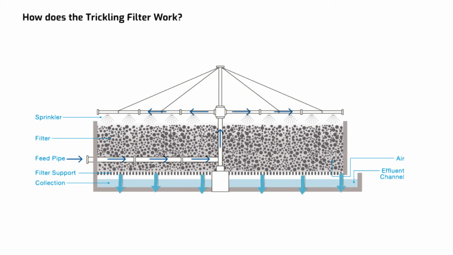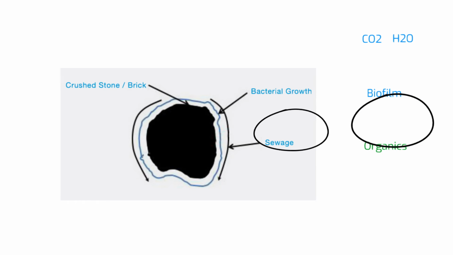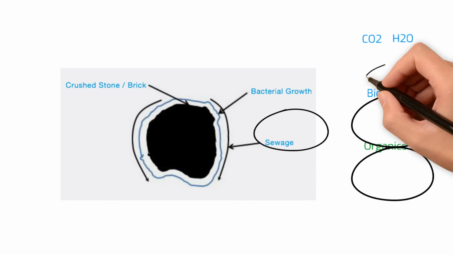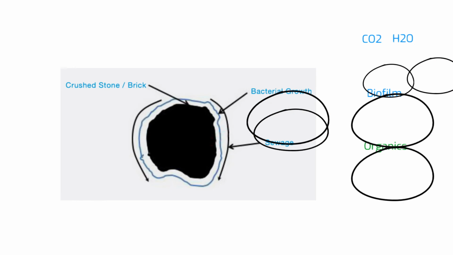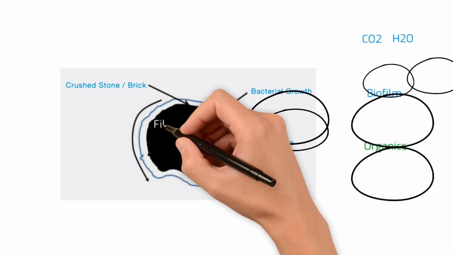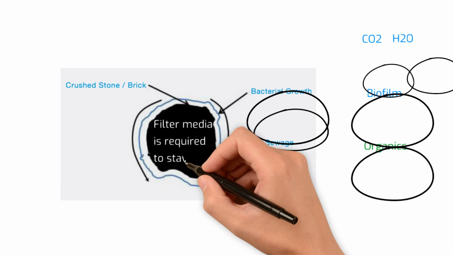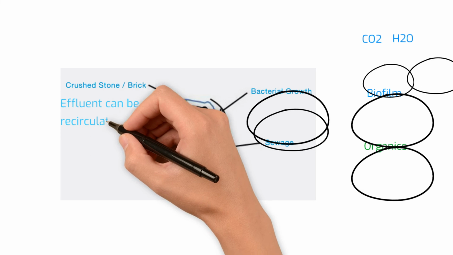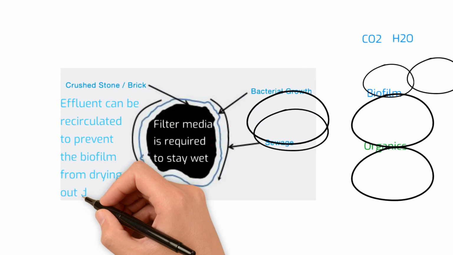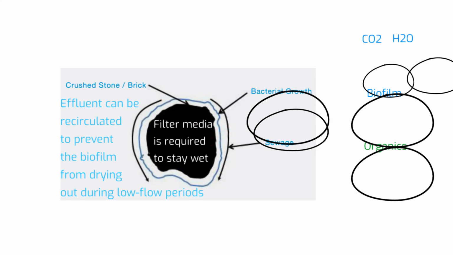The wastewater flows through a filter media where a biofilm is formed on the surface. Microorganisms in this biofilm oxidize organic matter in the wastewater into carbon dioxide and generate water and new biomass. For microorganisms to thrive, the filter media is required to stay wet. Therefore, the effluent can be recirculated to prevent the biofilm from drying out during low-flow periods. The biofilm can grow to a thickness of up to 10 millimeters.